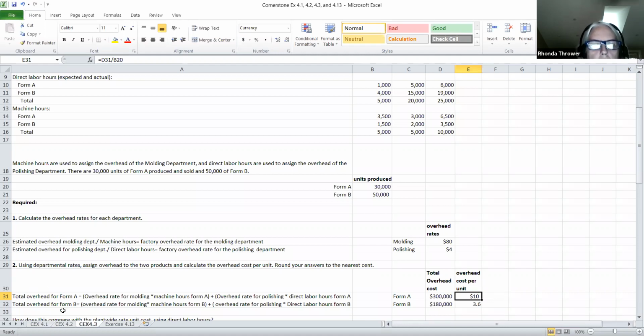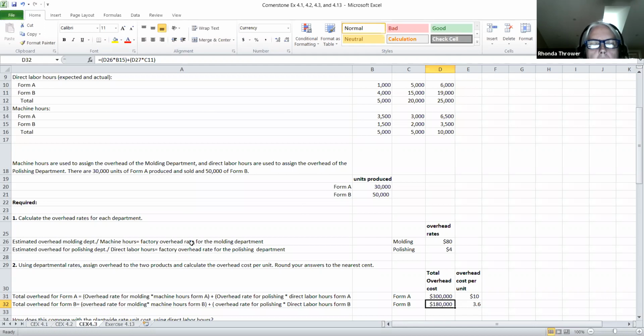For Form B, you're doing basically the same thing. You calculate the total overhead cost first, which in Form B is going to be a total of 180,000. We get that 180,000 from this formula here. Our overhead rate for the molding department was $80. We multiply that by the machine hours for Form B. The machine hours for Form B came from B15, which is 1,500.